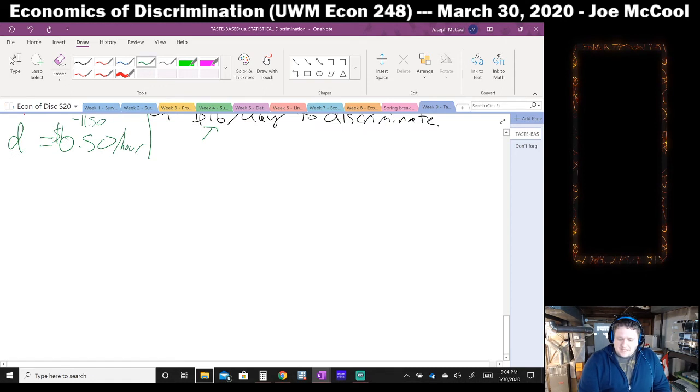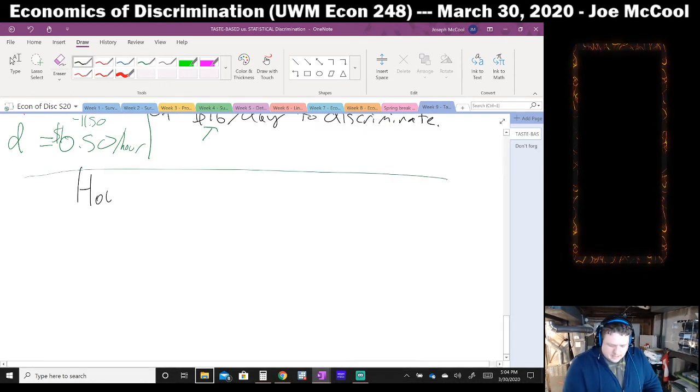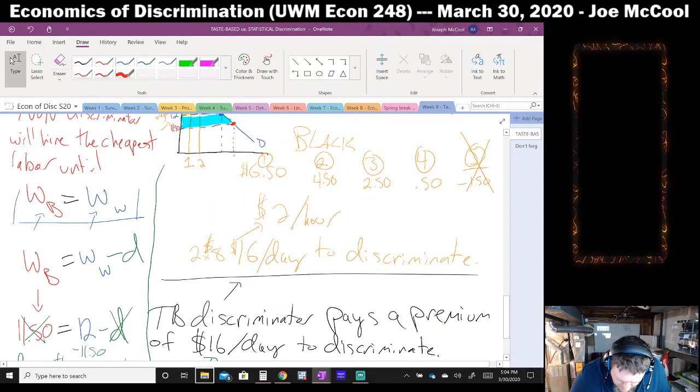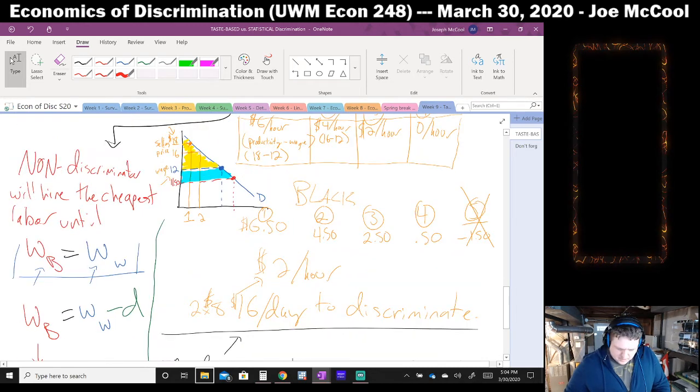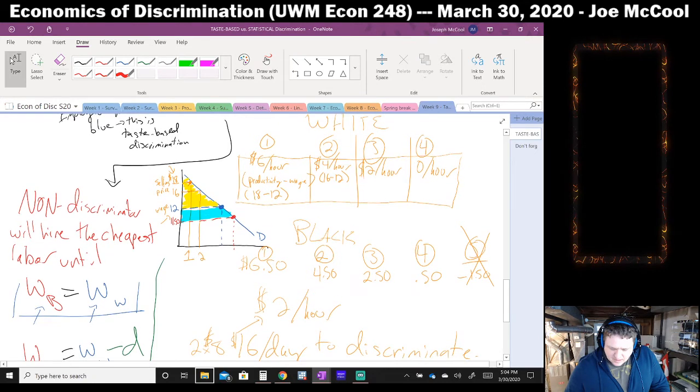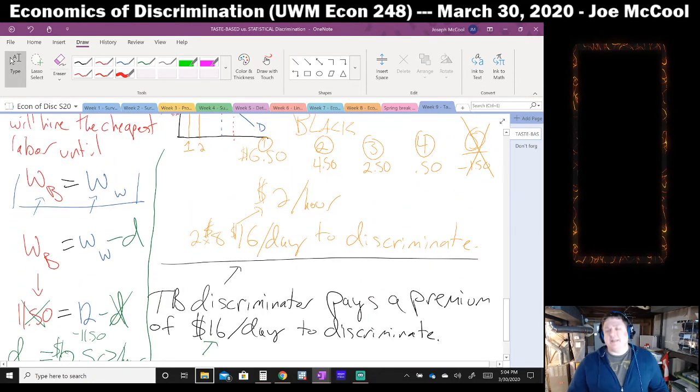So what kinds of things might bring on this taste-based discrimination? How does this present? Is everybody kind of okay with the way that this works, right? Essentially what we would expect in a non-discriminating world is for this and this to be equal to each other.